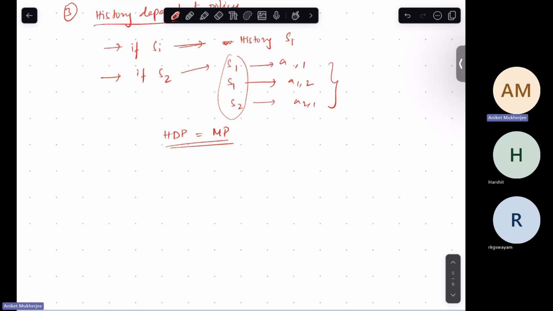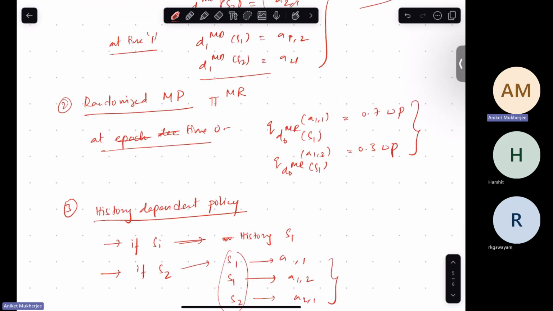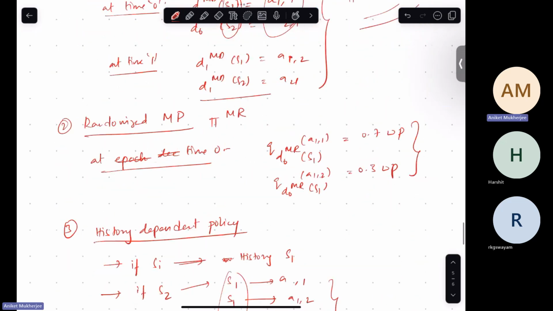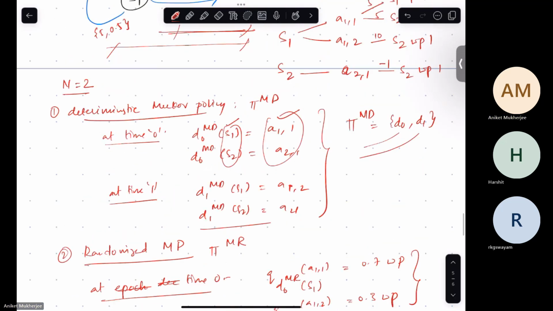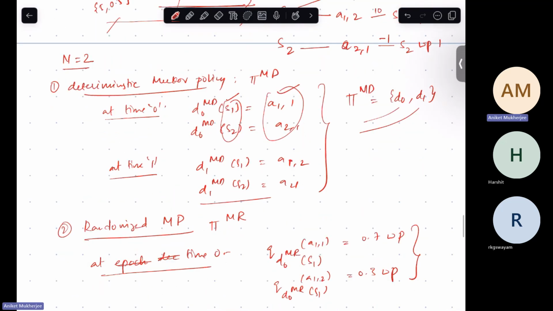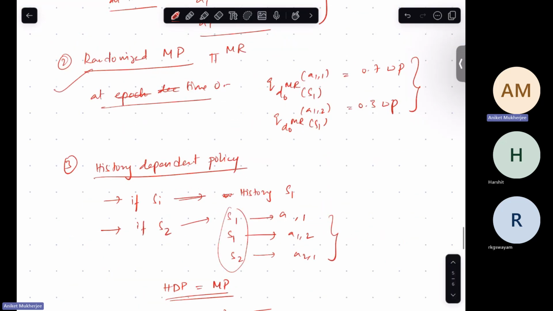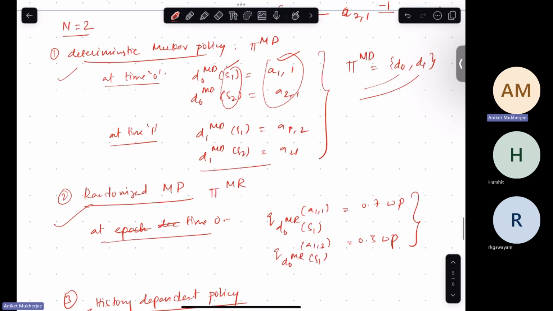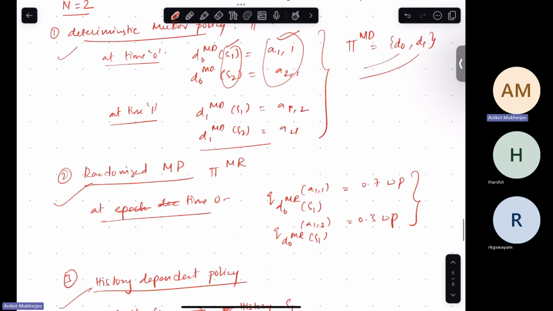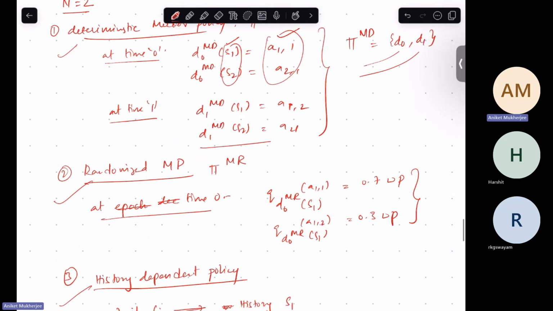Okay, so yeah, I'll stop here today. In the same way, you can come up with all different policies, which are stationary, and so on. I think I've covered most of them: deterministic Markov, randomized Markov, history dependent. If you cover these three, I think you have covered most of them.